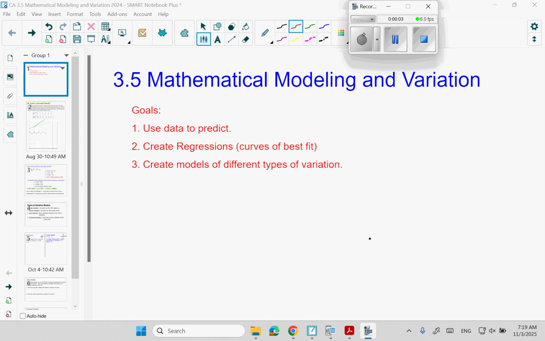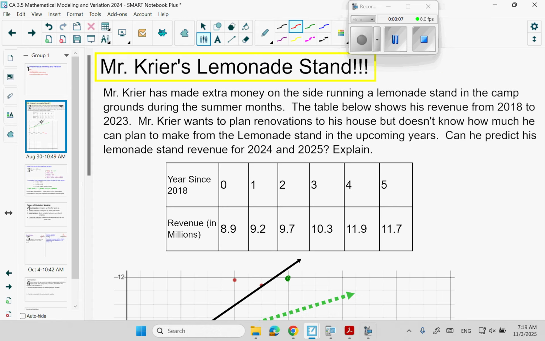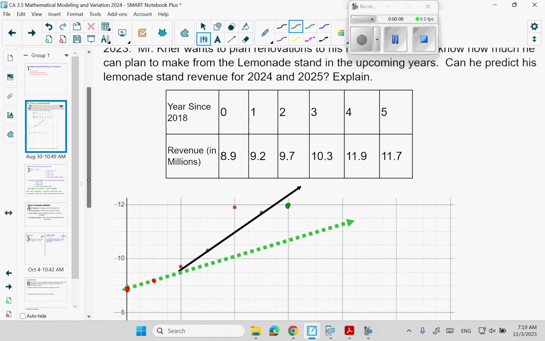Today we're going to talk about mathematical modeling again, as well as variation. So, quick refresher on mathematical modeling. If I'm given some data that's not necessarily linear, as you see, there's all these red dots along there, including this green dot. Make it red. You can tell that there's not a natural line for it.